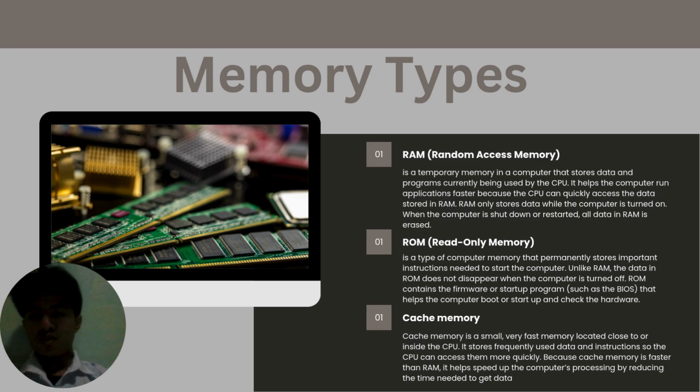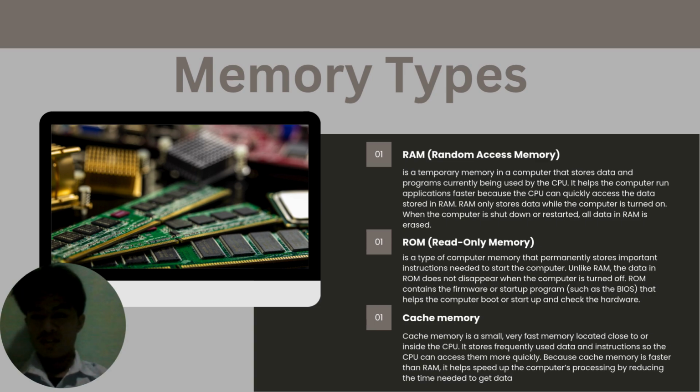Second one, ROM, or read-only memory. It is a type of computer memory that permanently stores important instructions needed to start the computer. Unlike RAM, the data in ROM does not disappear when the computer is turned off. ROM contains the firmware or startup program, such as the BIOS, that helps the computer boot or start up and check the hardware.